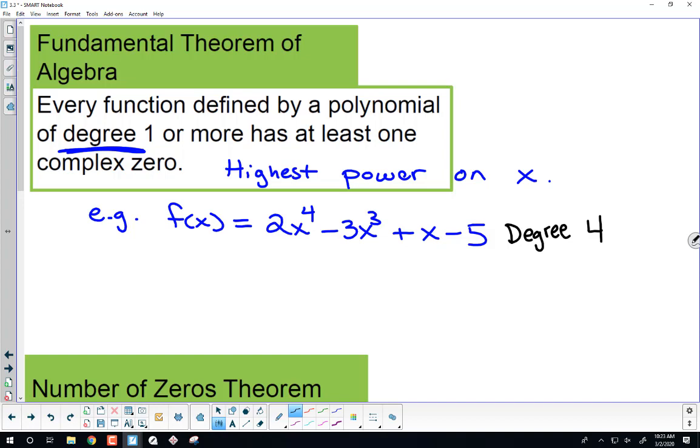So complex zeros could be a plus bi, right? Or it could be 5 or 10 or negative 36. Just remember from 1.3 that all of our real numbers are classified as complex numbers as well.